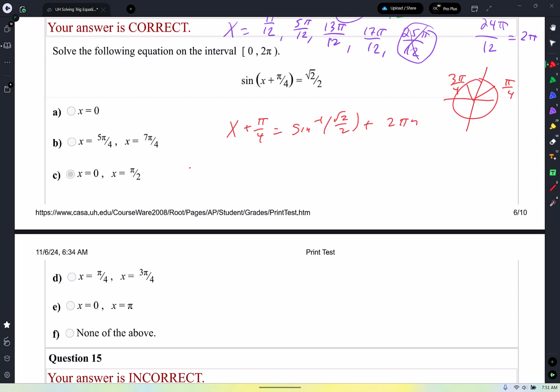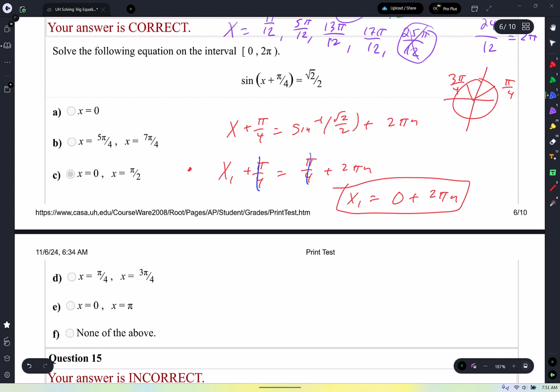So here's my first bullet. I'm going to write x1 plus pi over 4 equals pi over 4 plus 2 pi n. These pi over 4s cancel out. Minus, minus. And there it is. x1 equals 0 plus 2 pi n. So there's my first expression. Let me get my second one, guys.